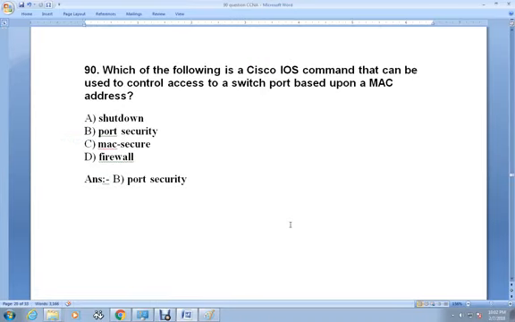Guys, next question of this video: which of the following is a Cisco IOS command that can be used to control access to a switch port based upon the MAC address? Let me read this question once again. You have applied some MAC addresses for security purposes, and at that time you want to access that switch or that port. So which command will you use? You will have to use the port security option. Shutdown will not work, MAC secure will not work, firewall will not work. So port security will be your answer.